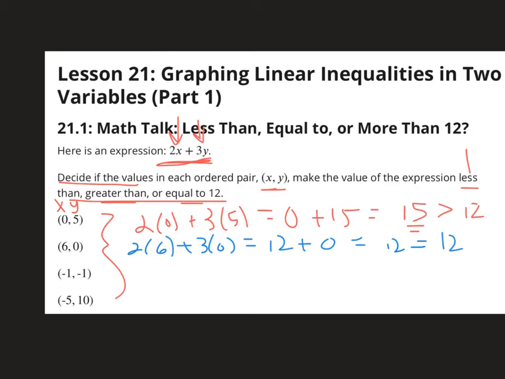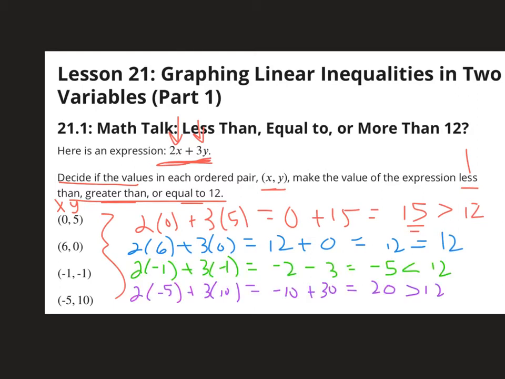Okay, so for the second to the last one, once you substitute -1, -1 in, I get a -5, which is less than 12. And for -5, 10, I got 20, because 2 times -5 is -10. When you add that to 30, you get 20, which is greater than 12. How did you do?